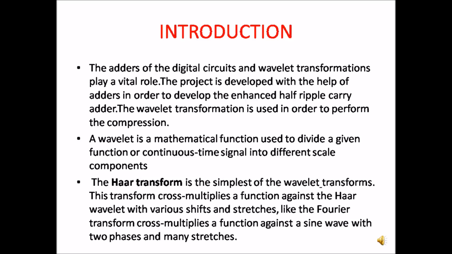A wavelet is a mathematical function used to divide a given function or continuous time signal into different scale components. The Haar transform is the simplest of the wavelet transform. This transform cross multiplies a function against a Haar wavelet with various shapes and structures. Like the Fourier transform, which cross multiplies a function against a sine wave with two phases and many stretches.